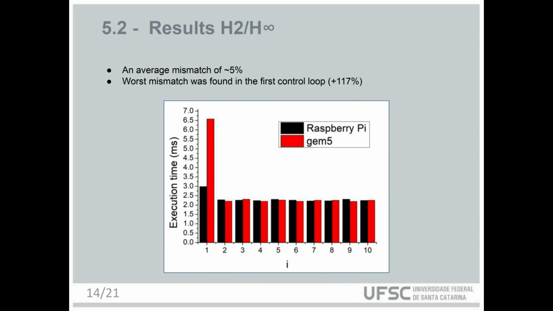When we compared the simulation execution time for the first 10 control loops with data from real hardware tests, we saw an average mismatch of around 5%, with the worst mismatch occurring in the first control loop, where gem5 simulation data had a mismatch of 117%.